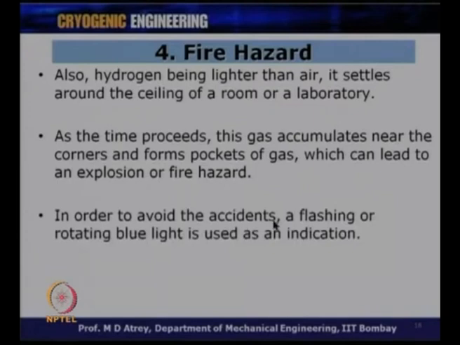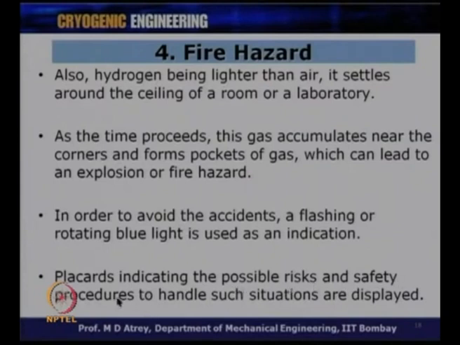In order to avoid accidents, a flashing or rotating blue light, indicating the kind of urgency required, is used as an indication. One should always have some kind of flashing to let others know that there is a danger over here. There could be a possibility that we have flammable gas around, and therefore, all those actions which can lead to fire hazard should be avoided. This is a very important aspect while dealing with hydrogen especially. Placards indicating the possible risk and safety procedures to handle such situations are always displayed. This is very important if you are dealing with liquid hydrogen, for example. Indications that you have an unsafe atmosphere around, with the possibility of flammable gases, should always be given in the laboratory.